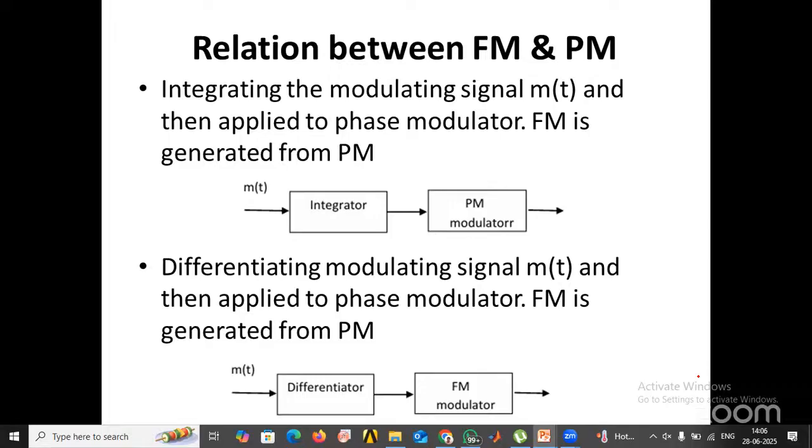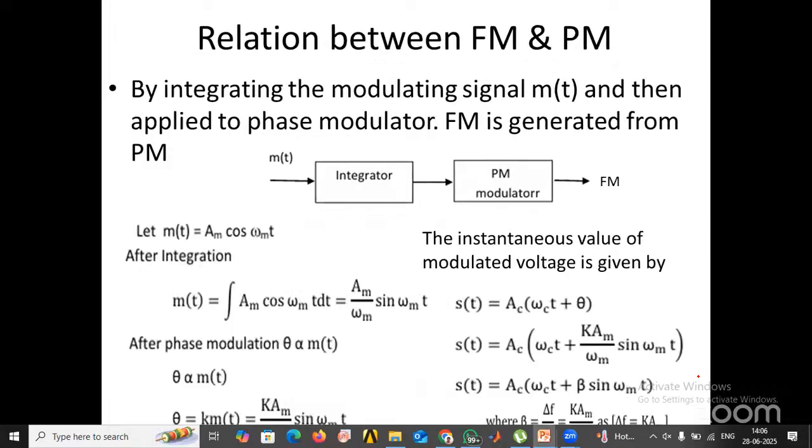This is the relation between FM and PM. If you have m(t) and pass it through an integrator, you have the frequency modulated signal. Similarly, if you have a phase modulated signal and pass it through a differentiator, you will have the frequency modulated signal. So this is the mathematical background of the relations between the phase modulated and frequency modulated waves. I will share these mathematical relations with your faculty, and please go through them.